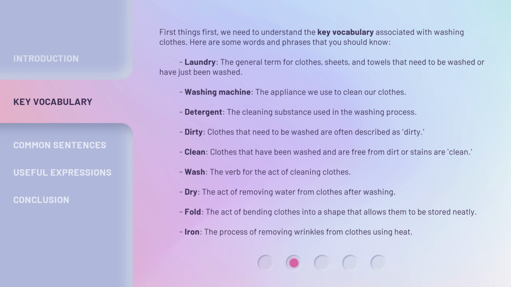Dirty, clothes that need to be washed are often described as dirty. Clean, clothes that have been washed and are free from dirt or stains are clean. Wash, the verb for the act of cleaning clothes. Dry, the act of removing water from clothes after washing. Fold, the act of bending clothes into a shape that allows them to be stored neatly. Iron, the process of removing wrinkles from clothes using heat.